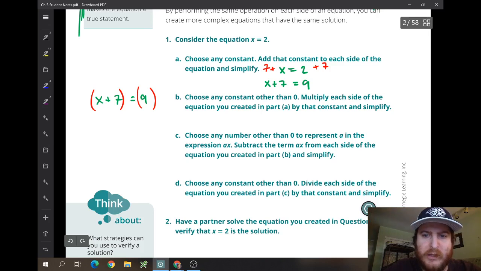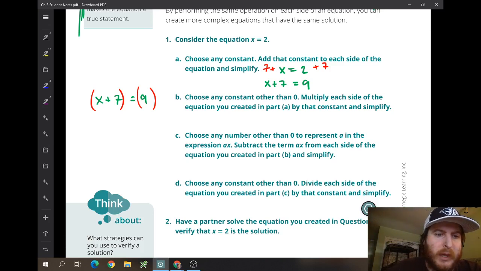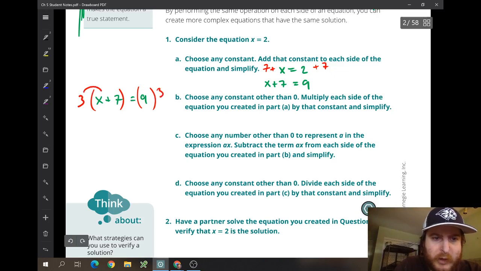So I'm going to pick a constant. I would say other than 0 and 1, because if we multiply by 1, it doesn't change a number. So I'm going to choose 3. I'm going to multiply it by 3, so times 3 and times 3. And what we have to do here is distribute. So this becomes 3 times x is 3x plus 3 times 7 is 21 equals 9 times 3 is 27.